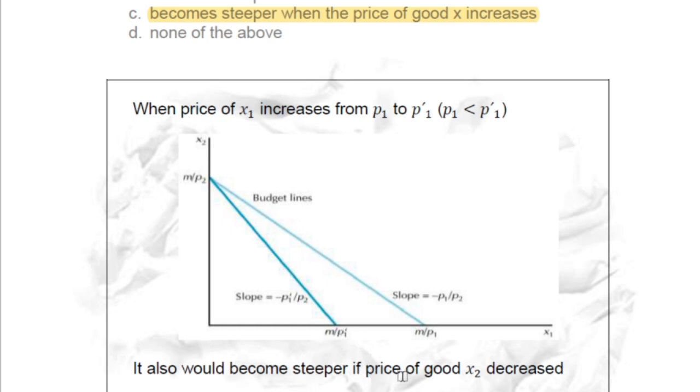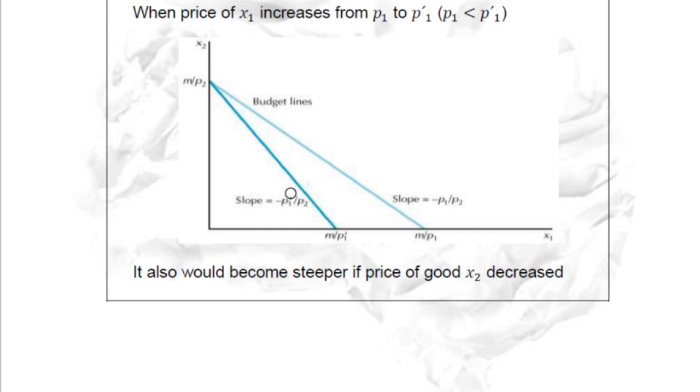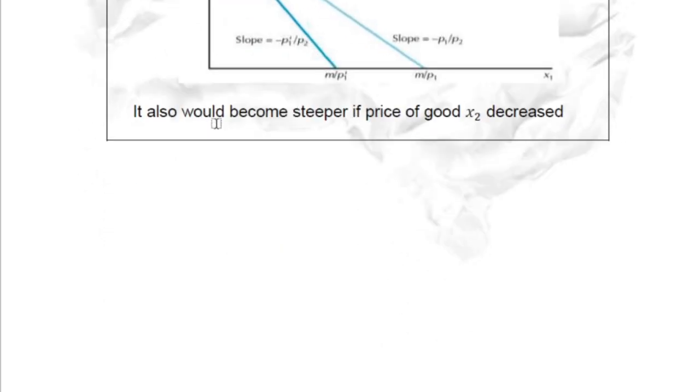And I tell you here that it also would become steeper if the price of good X2 decreased, as I told you before. Then the turn of the budget constraint wouldn't be like this with this fixed point, but it would be with this fixed point. And when P2 was smaller, this ratio would be higher, so it would be like here, for example, this intersection point coming through here, the budget line, resulting in a steeper budget line. Very easy, but very important question. With these kinds of modifications also that we should know.